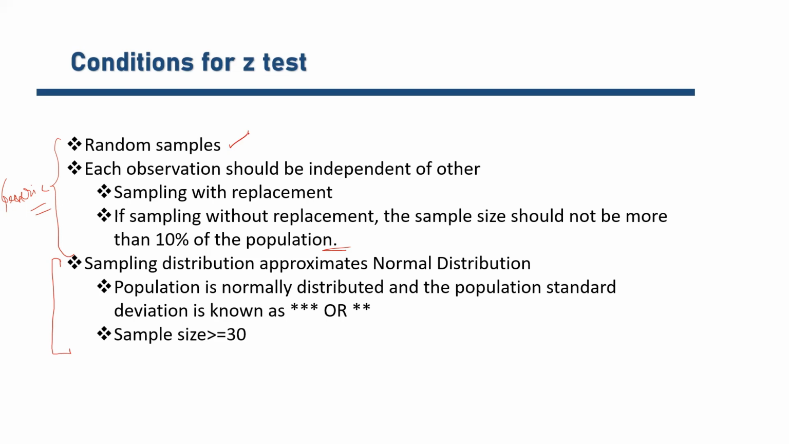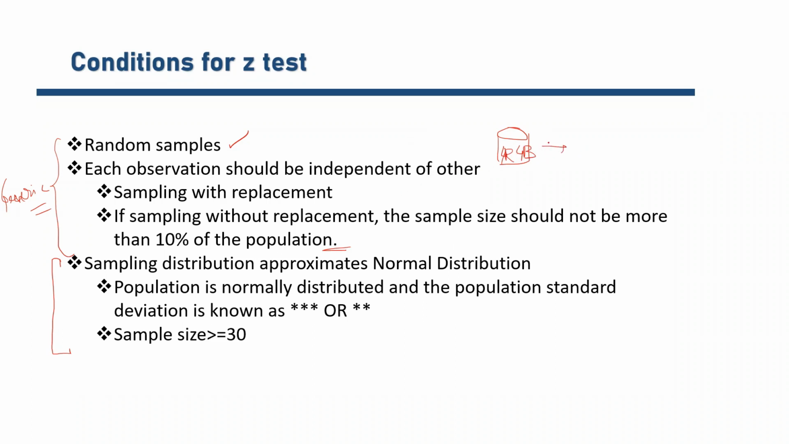It means you will take data at random from, say, for example, if you have 100 perfume bottles or 200 perfume bottles, you take random samples out of it. Each observation should be independent of the other, right? It can either be sampling with replacement. So for example, if you have a bag and in that bag you have 4 red and 4 blue balls, right?